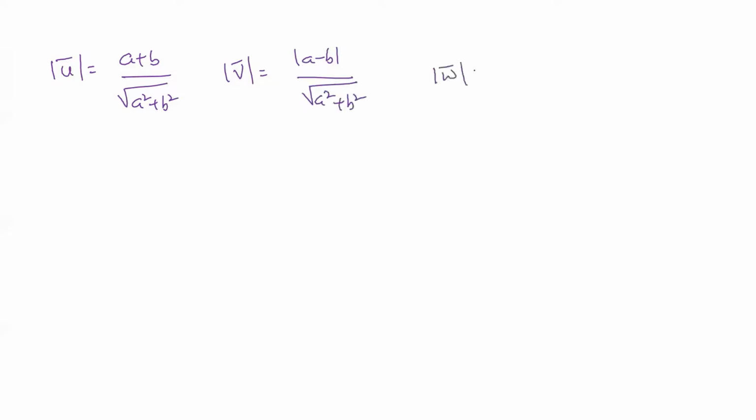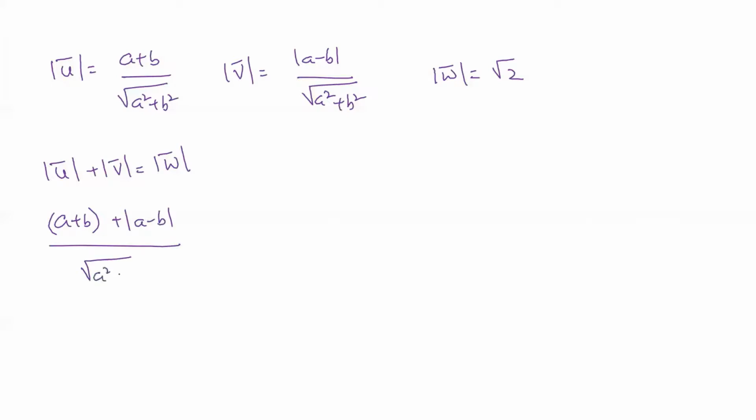So mod of u came out to be (a plus b) upon under root of a square plus b square. Mod of v came as mod of (a minus b) upon under root of a square plus b square. And mod of w we can find out is going to come as root 2, right? So now according to the question, mod of u plus mod of v is going to be equal to mod of w. So that means if we add these two, we will be getting (a plus b plus modulus of a minus b) upon under root of a square plus b square is going to be equal to root 2.